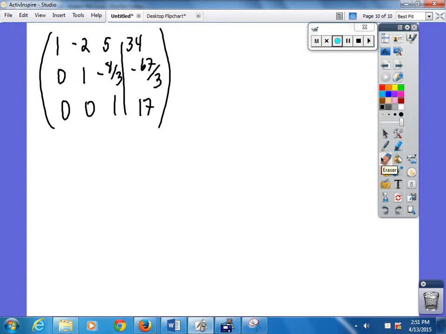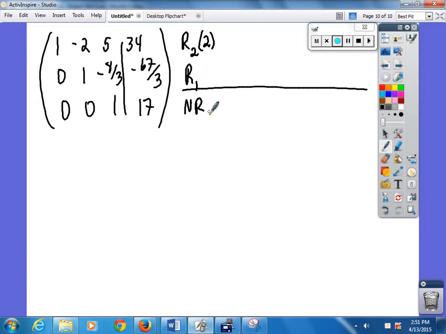Now you can do whatever you want to, but you have to get rid of these 3 numbers right here. So I'm just going to work from left to right. I'm going to get rid of that -2. So I'm going to multiply row 2 by 2, add it to row 1, and that's going to give me new row 1.